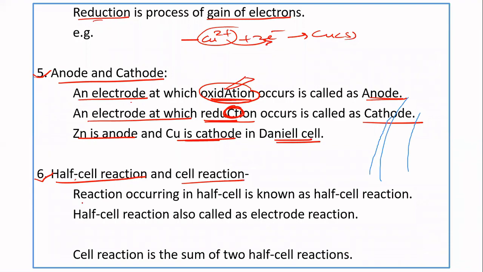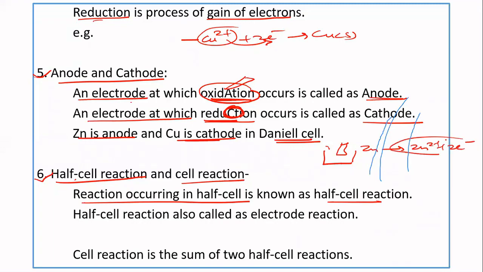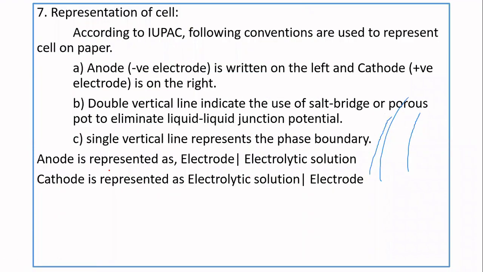6. Half cell reaction and cell reaction. Reaction occurring in half cell is known as half cell reaction. That means in one compartment the zinc undergoes oxidation, zinc gives zinc 2 plus and 2 electrons. This is the half cell reaction, and half cell reaction is also called electrode reaction. And the cell reaction is the sum of the two half cell reactions.